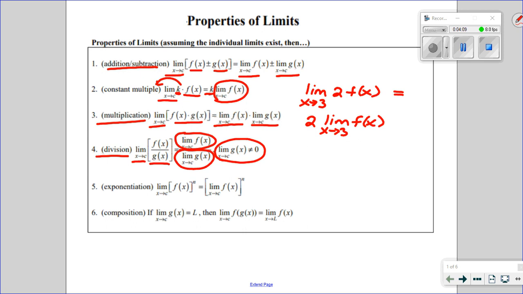Okay, now let's go down to number 5, the exponentiation property. If you are finding the limit as x approaches c of a function raised to a power, then you can just find the limit of the function, take that number, and raise it to the power. Okay? So if you're evaluating the limit of a function raised to a power, you can just make it the limit of the function raised to that same power.